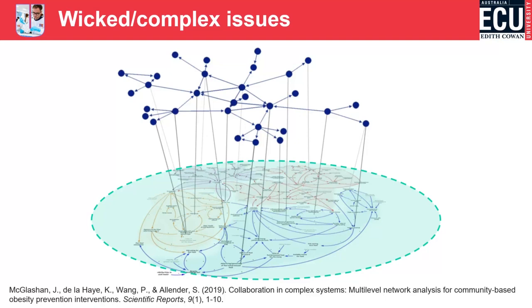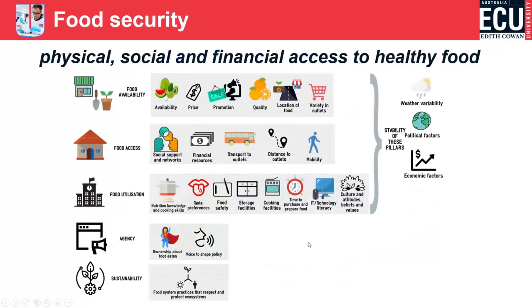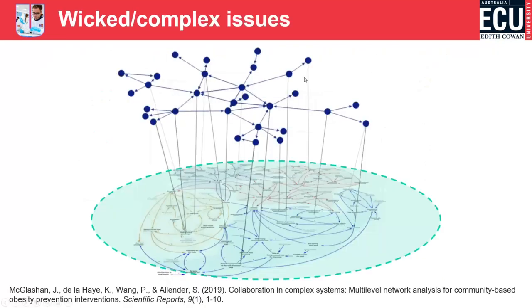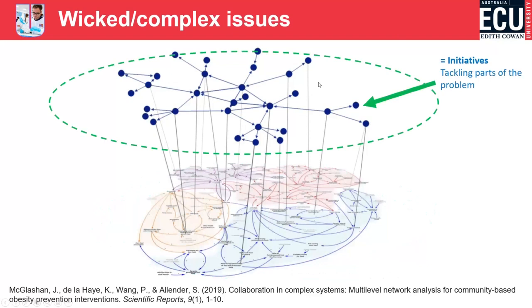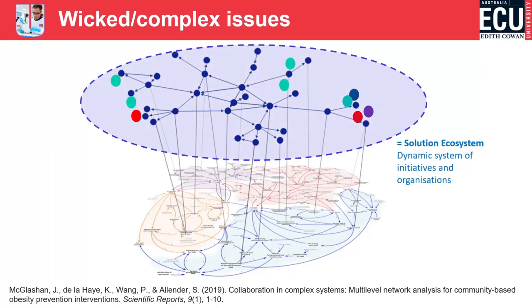So let's talk briefly about wicked or complex issues, and food security is one of those. This map here represents all of the different determinants or drivers or causes of food security, many of which are outlined here. And then these blue circles are initiatives that are tackling different parts of the issue. They might be an individual initiative working on nutrition knowledge, or another individual initiative working on food access. And these colourful circles are all of the organisations that are partnering on those initiatives that are tackling different parts of the problem. So together, this is what's known as a solution ecosystem.